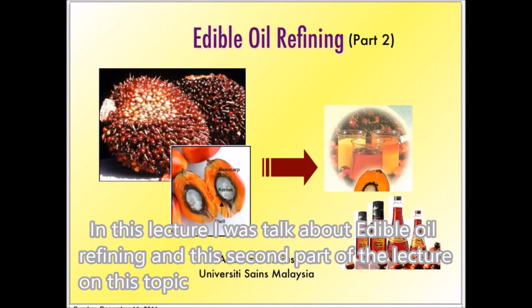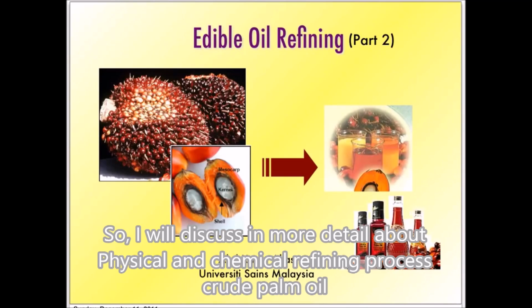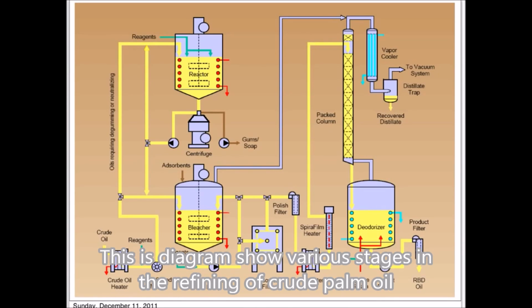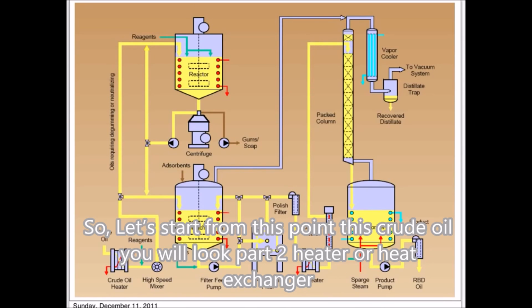In this lecture, I will talk about edible oil refining, the second part of the lecture on this topic. I will discuss in more detail the physical and chemical refining process of crude palm oil. This diagram shows the various stages in the refining of crude palm oil. So let's start from this point.